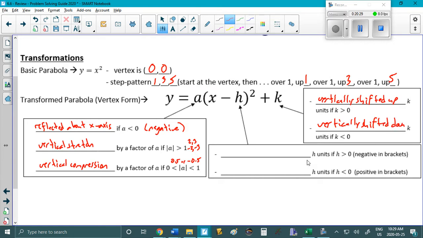If h is greater than 0, remember that would be like x minus 2. So x is actually positive here. Sorry, h. H would be 2 here. And then it would be horizontally shifted right if h is positive, and again if h is positive it looks negative in the brackets, or horizontally shifted left if h is negative. Okay, so that is the problem solving guide.